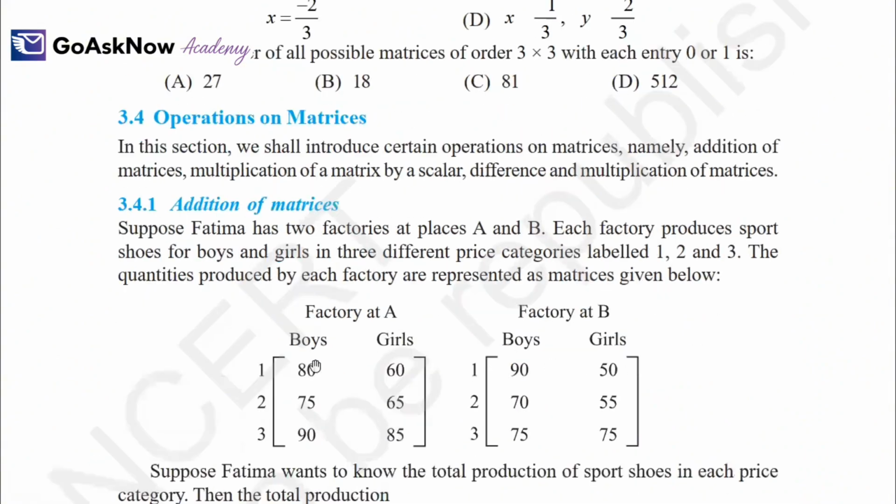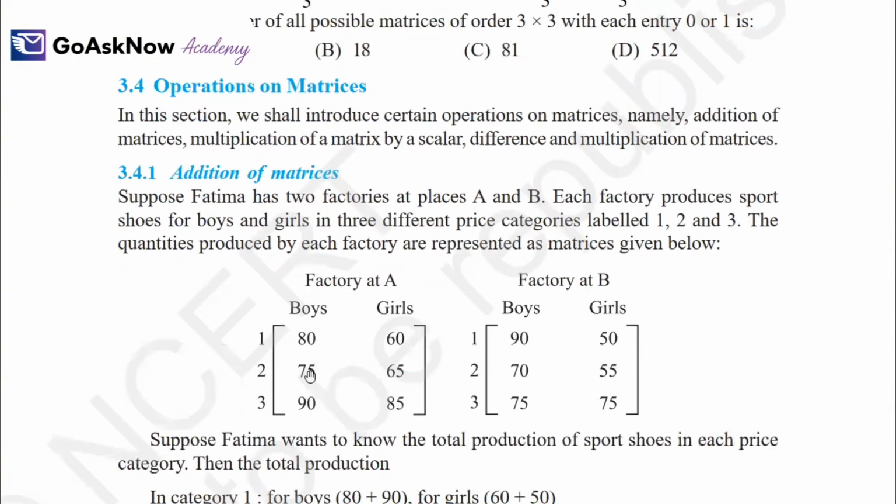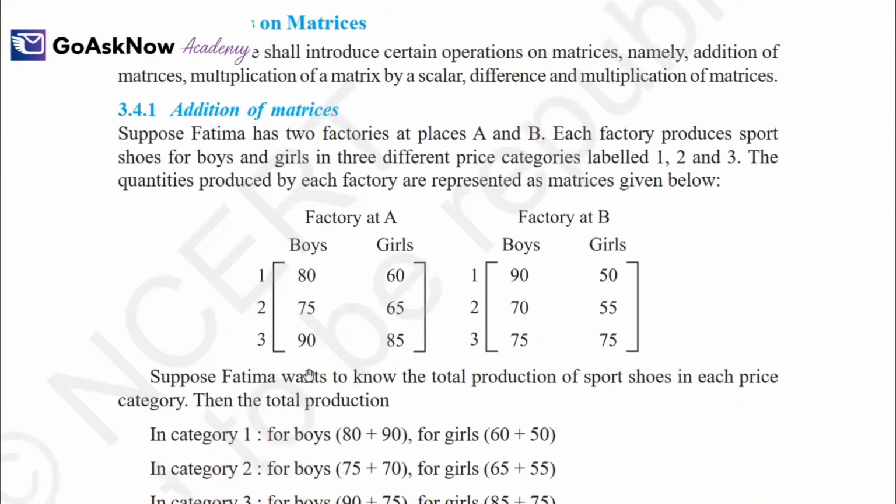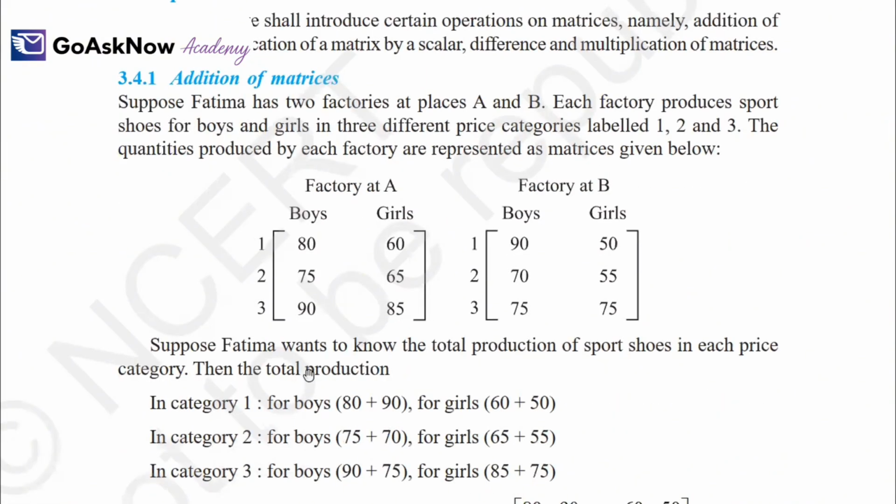So the quantities produced by each factory are represented as the matrices given below. So factory A has categories 1, 2, 3, and the boys and girls values are given: 80, 60, 75, 65, 90, and 85. Also for the second factory, B, the boys and girls numbers are written here. Suppose Fatima wants to know the total production of sports shoes in each price category. Then the total production in category 1 will be, for boys 80 plus 90, and for girls 60 plus 50.